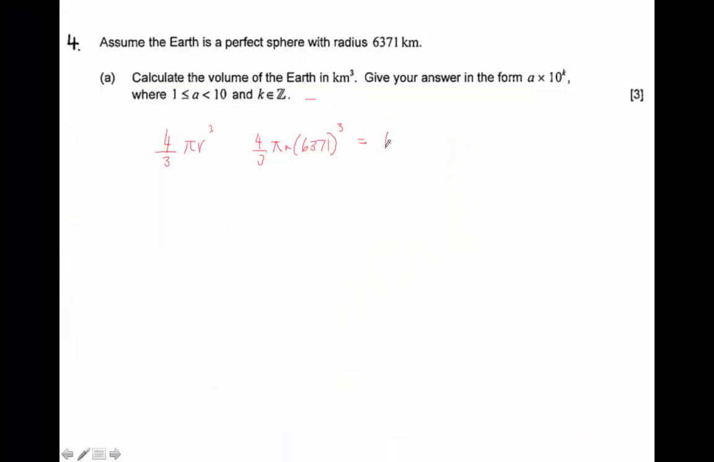So 1.08 times 10 to the power of 12. Now don't get put off by this. It just says the first part's got to be between 1 and 10, which it is. And the second part, the k, which is the power, has to be an element of Z. Z is an element of the whole numbers. So 12 is a whole number, so that's fine. 1.08 times 10 to the 12.